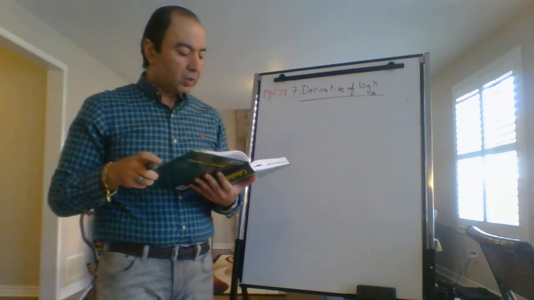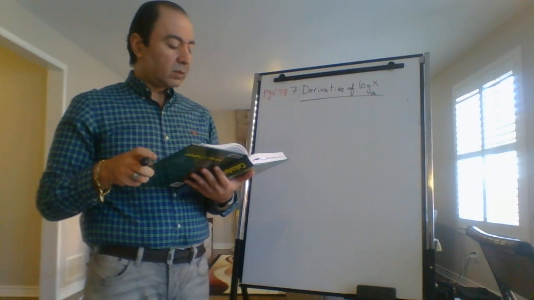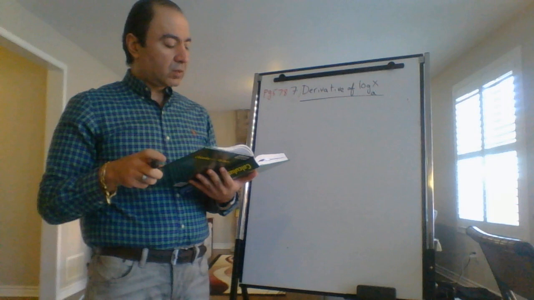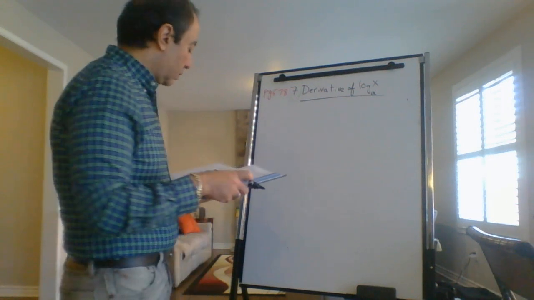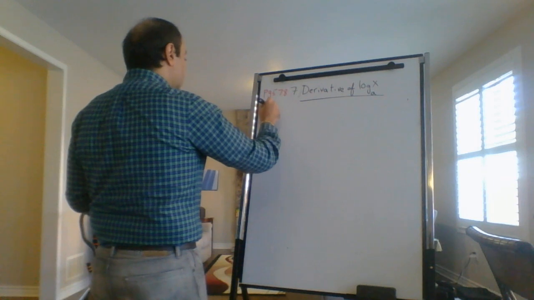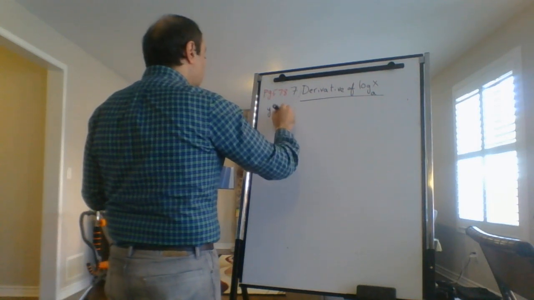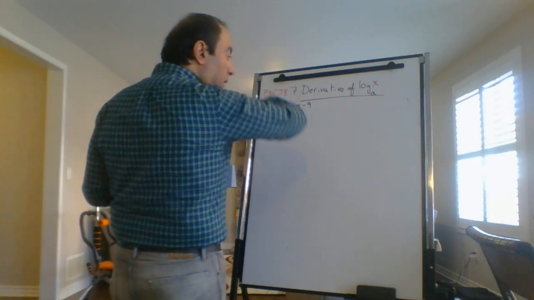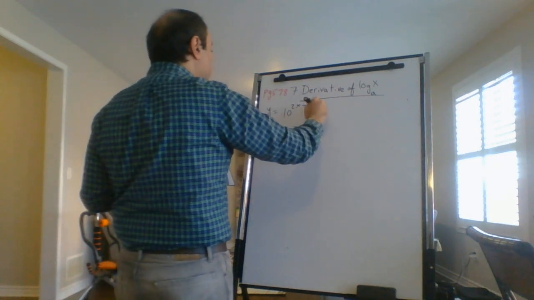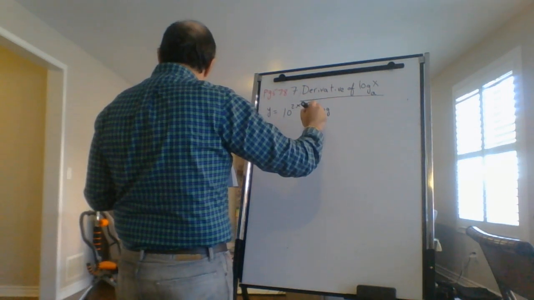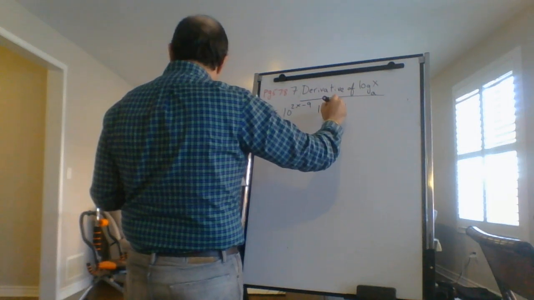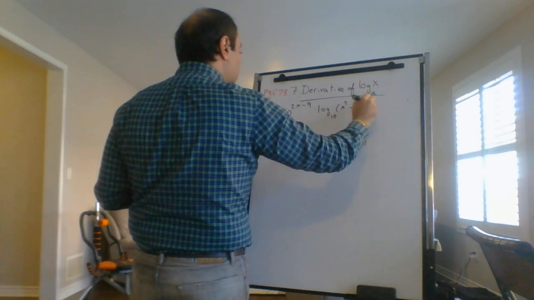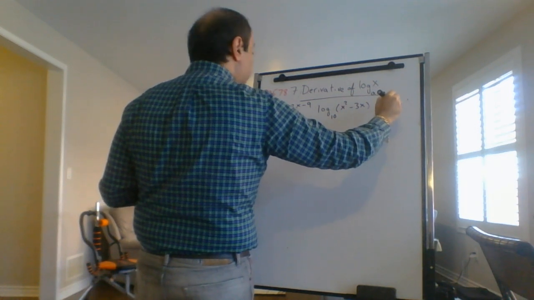It says determine the equation of the tangent to the curve y equals 10 to the power of 2x minus 9 times log base 10 of x squared minus 3x at x equal 5. So we need the classic question, y equal 10 to the power of 2x minus 9 log base 10 of x squared minus 3x at x equal 5.